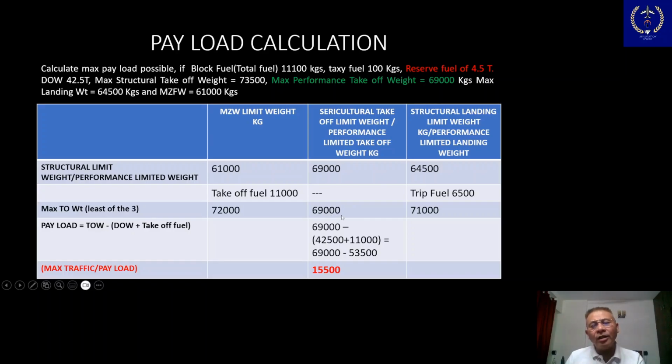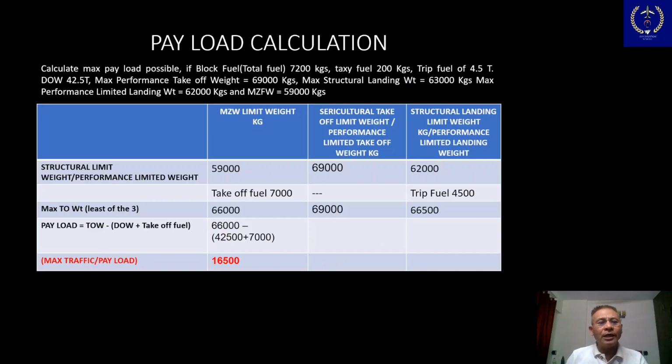If we take anything more than 69,000, then I will be violating the performance limited takeoff weight. As we know earlier, the payload is equal to the takeoff weight, which is 69,000, minus the sum of the DOW, which is 42,500, and the takeoff fuel, which is 11,000. So it becomes 69,000 minus 53,500. Therefore, the total load which I can carry is 15,500. This particular problem is limited by the maximum takeoff weight.